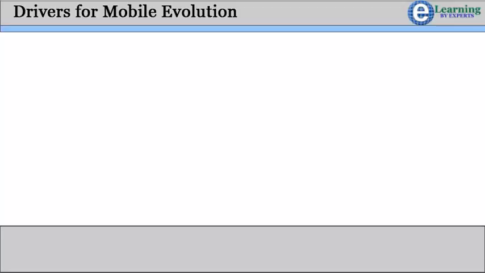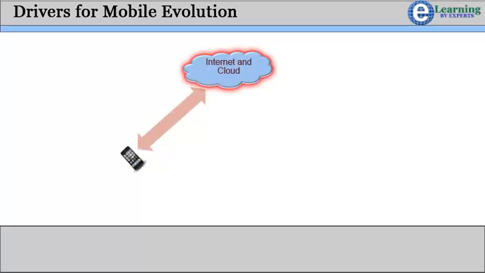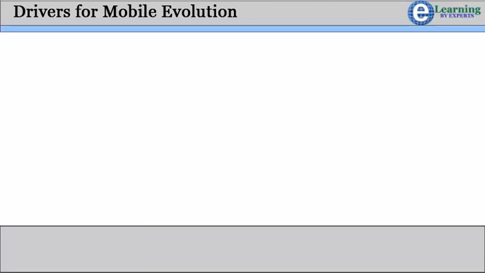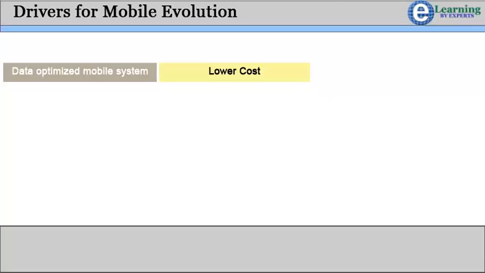The wireless industry is addressing exploding data demand through a combination of spectrally more efficient technology, self-configuration, and self-optimization. Consumers are using more and more data-centric applications such as music and video streaming, social networking, cloud-based synchronization and applications, web browsing, and content downloading. The basic fundamental of wireless technology evolution is the data-optimized mobile system, lower cost and better user experience.